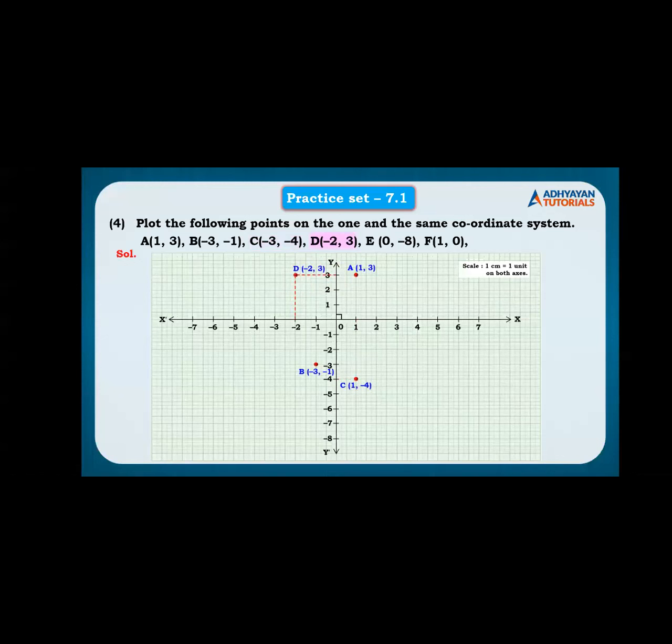E is 0 comma minus 8. Since the x coordinate is 0, it has to lie on the y-axis, right at the bottom of the y-axis, right? And at last 1 comma 0, that is F. So there are 2 points I see that are mistakenly marked here. If those are correct, right? Still, if you want, you can take a screenshot and complete the sum, if you have the graph page with you.